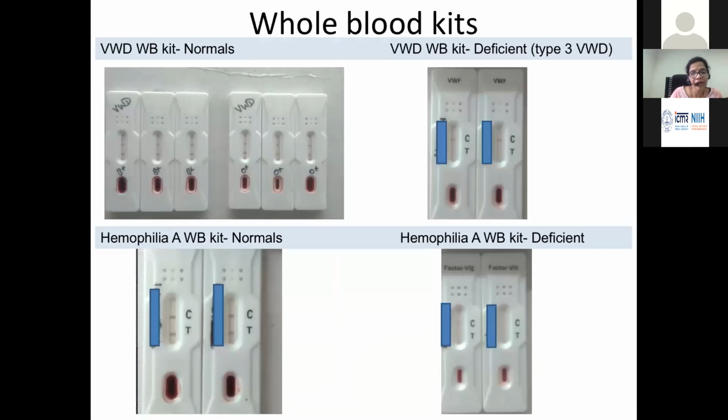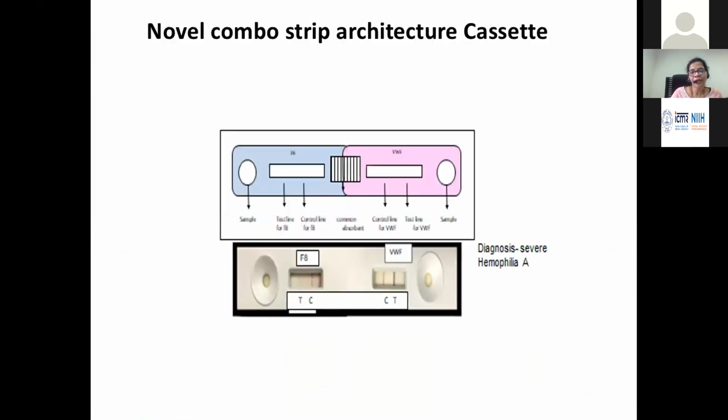They are working very beautifully. You can see the bands here. They need some special filters to filter the red blood cells, which they've used. So the cost may be 20 to 25% more than the plasma-based kit. This is the combo kit, which I said has both on either side, because when a hemophilia A patient comes, you need to rule out VWD.